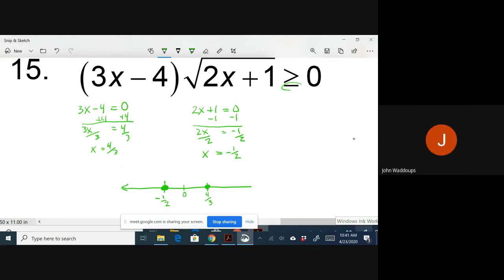And then we're going to make a sign chart. And we're going to consider negative 1/2. To the left of negative 1/2, it would be negative, and then positive to the right. And then at 4/3, to the left of 4/3, negative, with positive to the right.